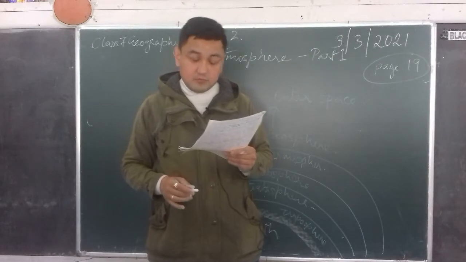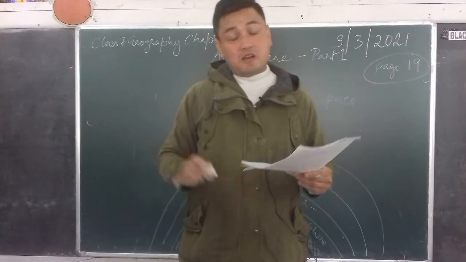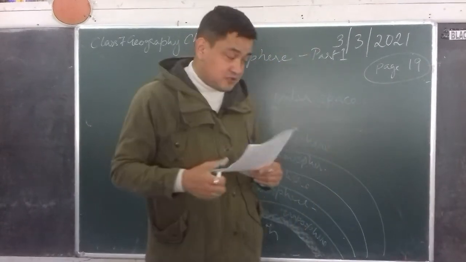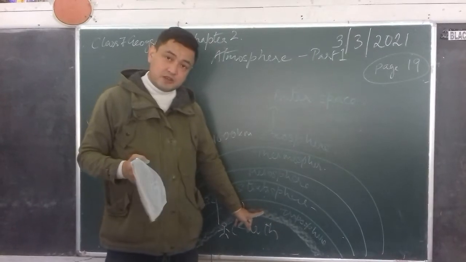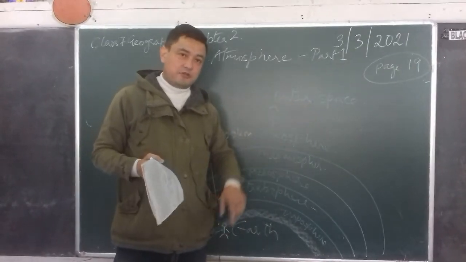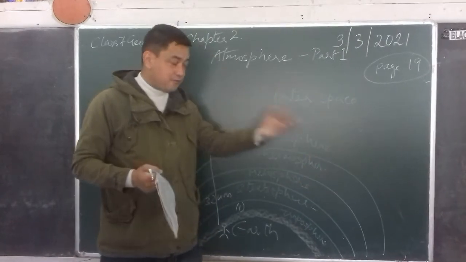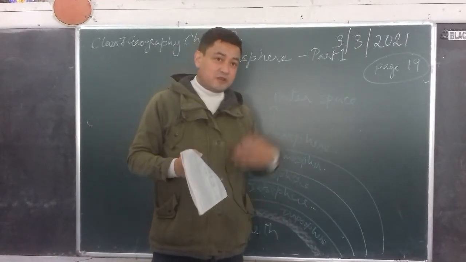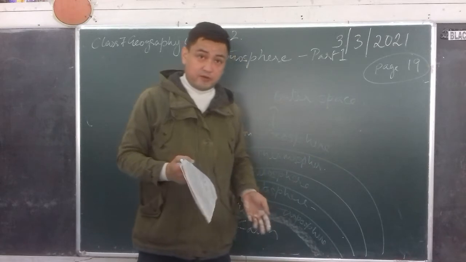Now the troposphere is a place where all weather conditions happen. So this is the first layer. The troposphere is the first layer in which you find all weather conditions. Like rainfall, you find rainfall in the troposphere. All weather conditions happen in the troposphere.